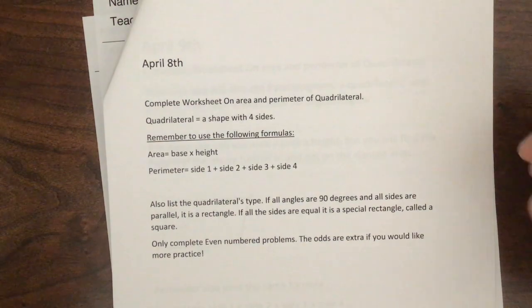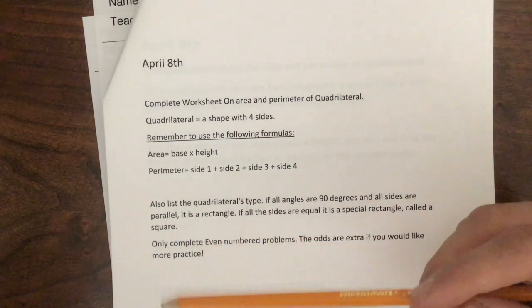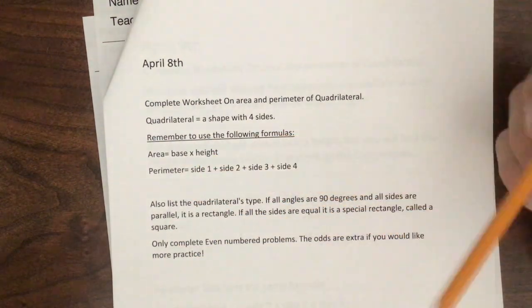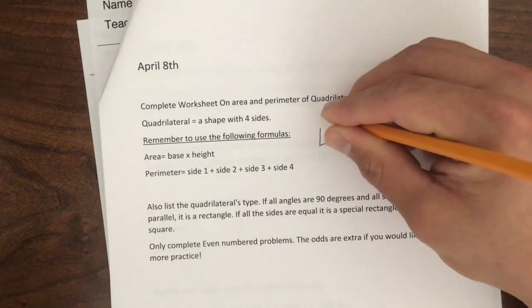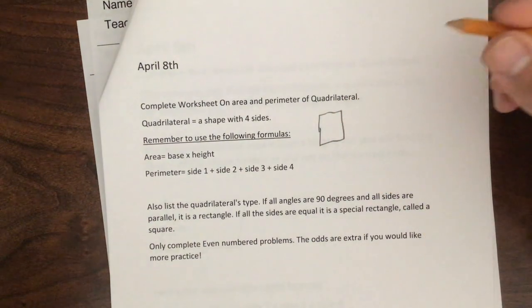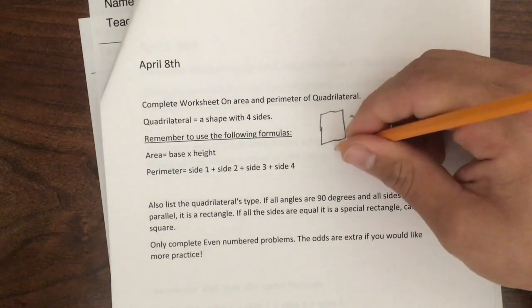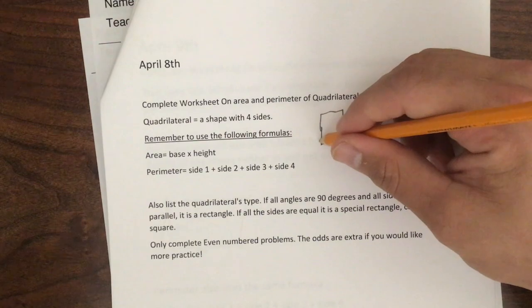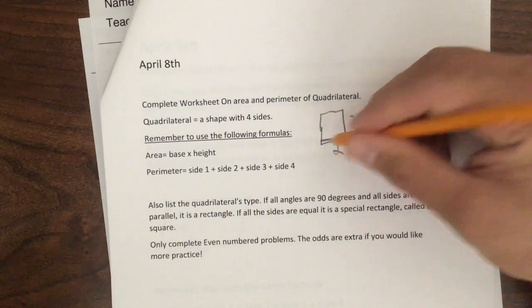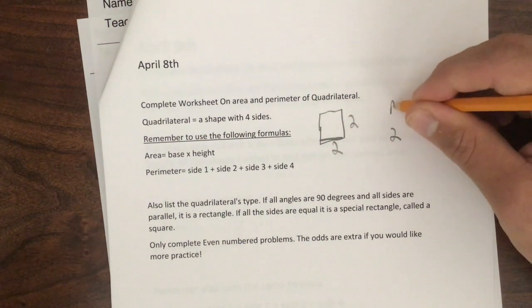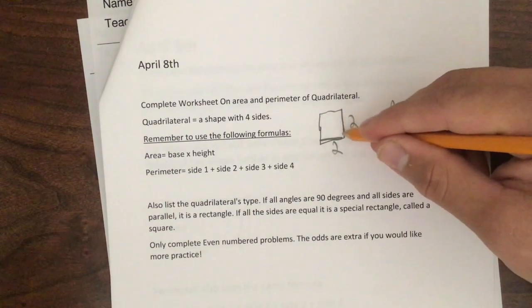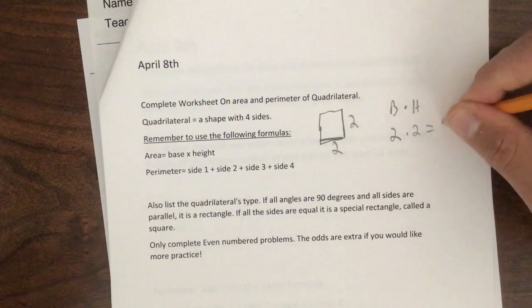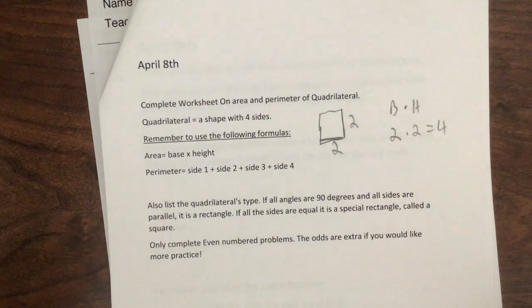Well, the way that we find the area is we take the base times the height. So if I have a square here, let's imagine that these sides are the same. The base would be this bottom side, so that would be 2 is the base. And the height is how tall it is. So 2 times 2, my area would be 4.